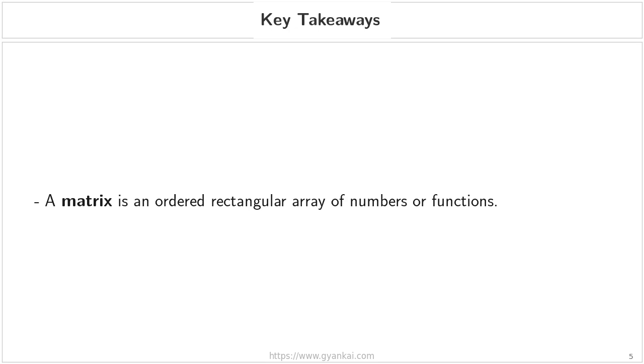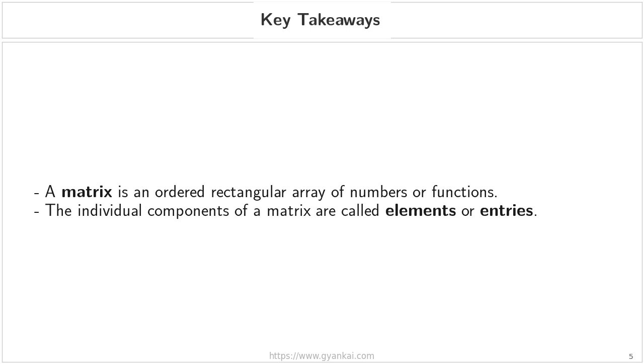Key takeaways. First, let's revisit the core definition. A matrix is an ordered rectangular array of numbers or functions. Remember, the term ordered is crucial here because the specific position of each value is what defines the matrix.